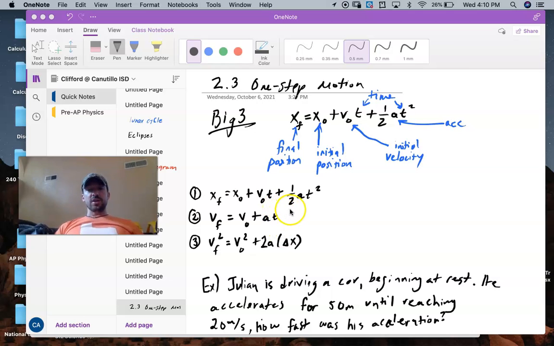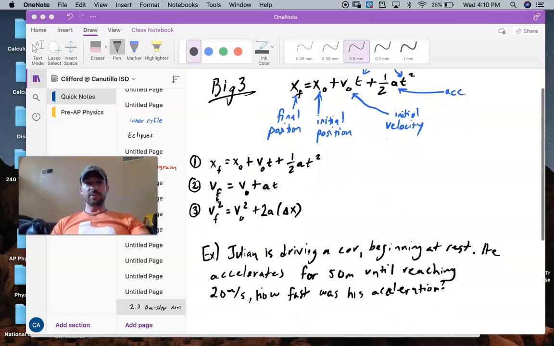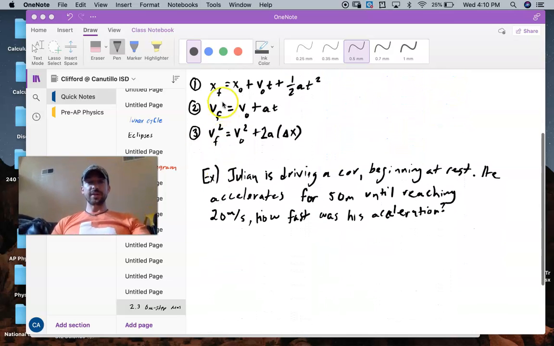Okay, so the other thing you need to know is what the subscript stands for. The F stands for final. The O or the 0 stands for initial. So the way you say this is X sub F or X naught, V naught. Whenever it's a 0, you say naught, like N-O-T naught. Okay, so V naught.